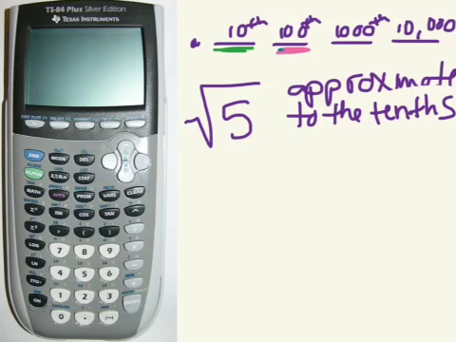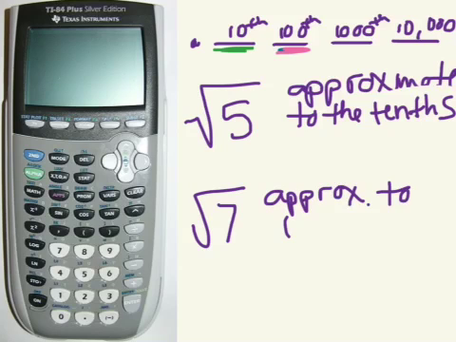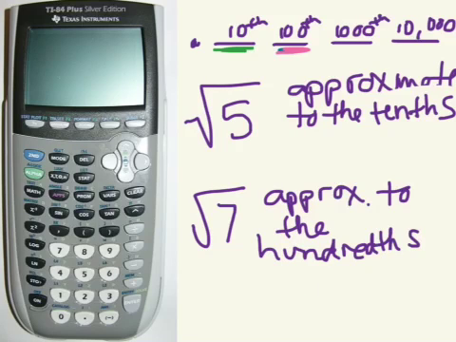And then the second one is square root of 7, and I want you to approximate to the hundredth place. And I'd like these 2 written in your notebook, the full decimal that the calculator gives you first, and then approximate to each place value that it asks you for.